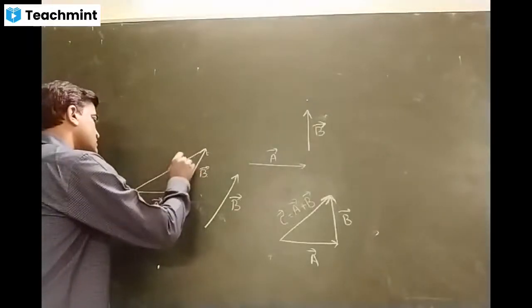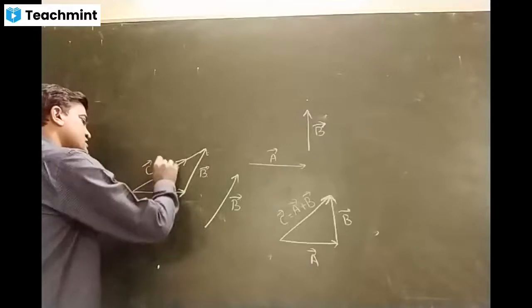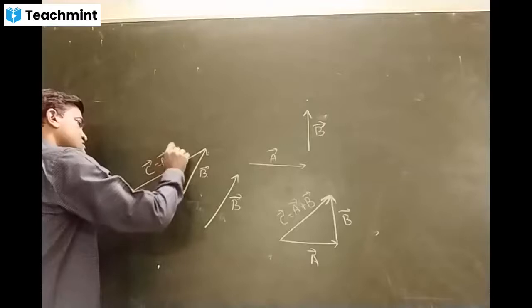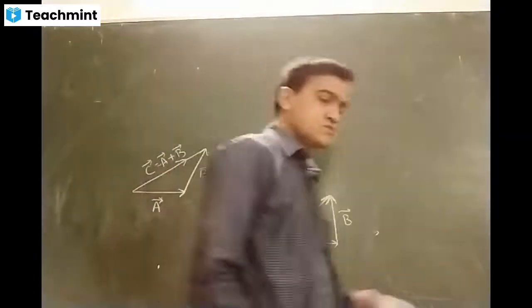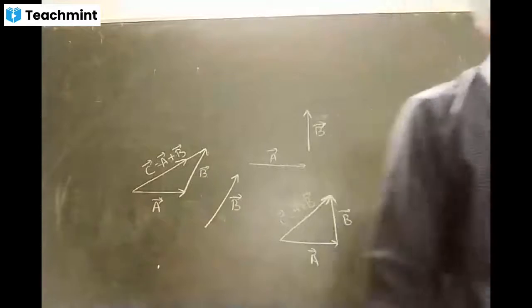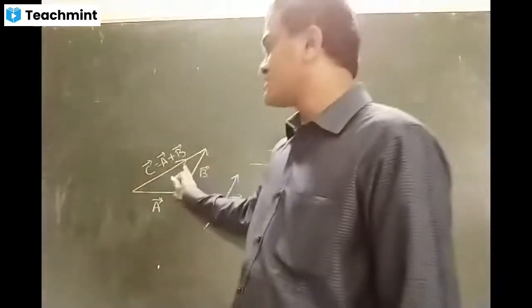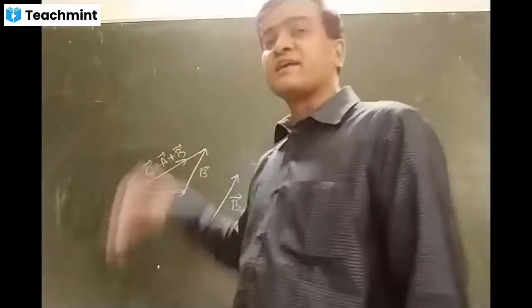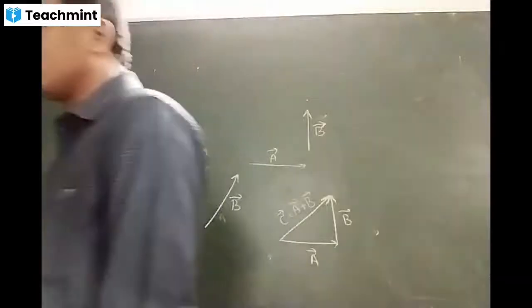This gives the resultant. So if I take C bar as the resultant, C bar is equal to A bar plus B bar. The direction of the resultant is always from the tail of the first vector to the head of the second vector.